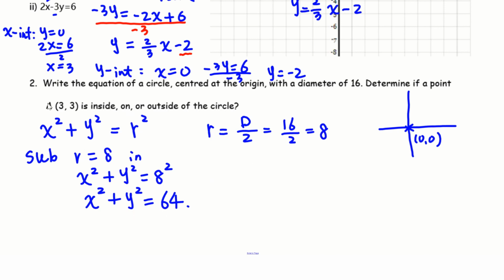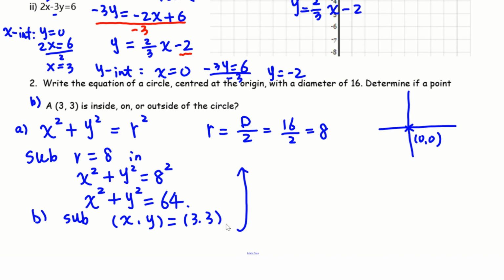So this is question B. For question B, how can we decide whether the point is on the circle, inside, or outside of the circle? We sub in that point into the equation of the circle. It also applies to whether a point is on a line or not. We just sub in that point, the x coordinate and y coordinate, into the equation, and check whether the left side of the equation equals the right side or not.